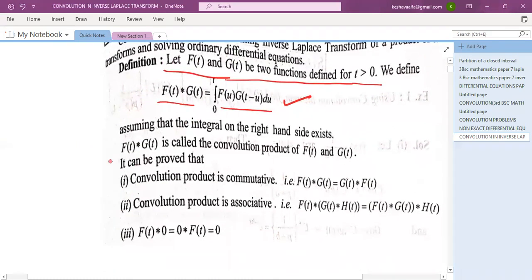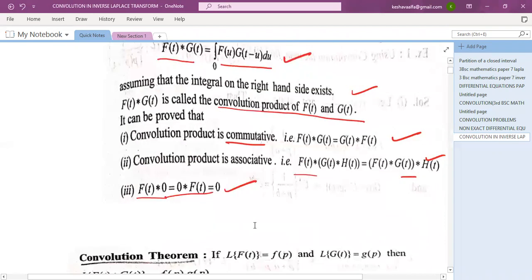So the product of two functions is equal to the integral from 0 to t of f of u g of t minus u du, assuming that the integral on the right hand side exists. And this product f of t star g of t is called the convolution product of f of t and g of t. It can be proved that the convolution product is commutative and associative, and also that f of t star 0 is equal to 0 star f of t is equal to 0.